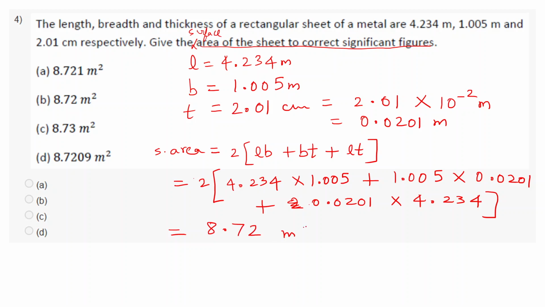8.72 meters square. You can try this, and considering all the rules of error analysis and significant figures, you will get that there will be more decimal digits here, but you have to round it off up to 2 decimal digits or 3 significant figures. Yeah, so the answer is this, 8.72 meters square.